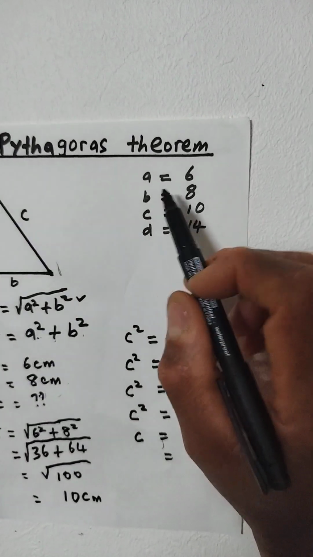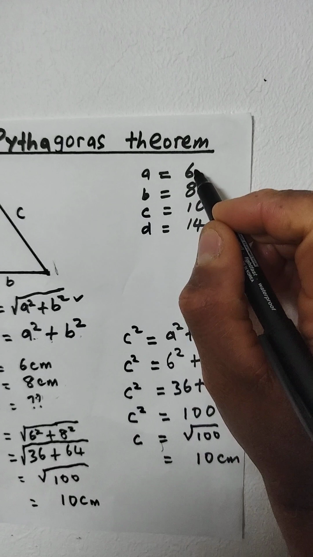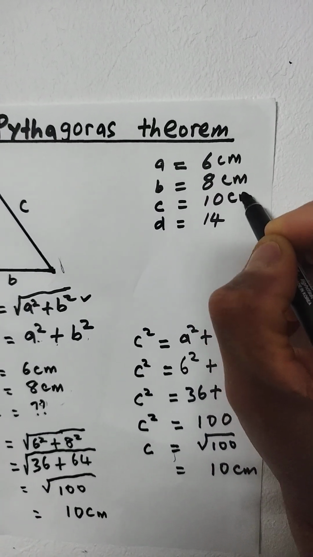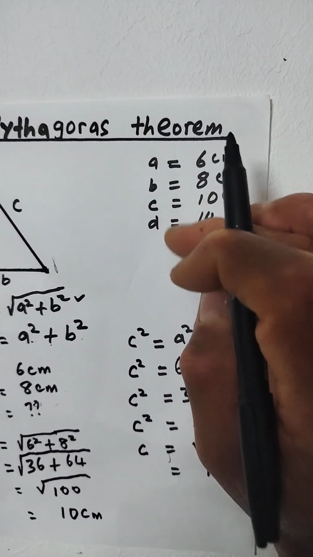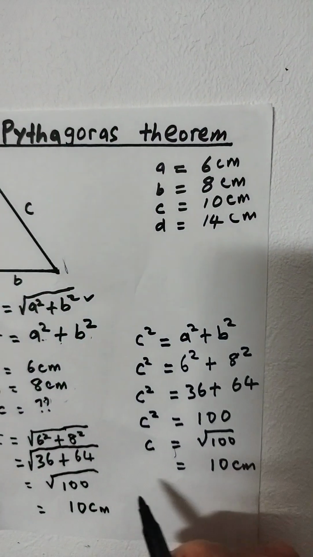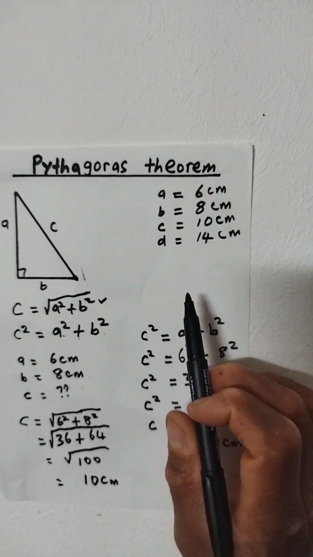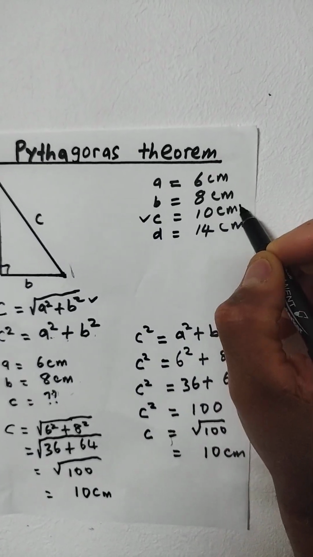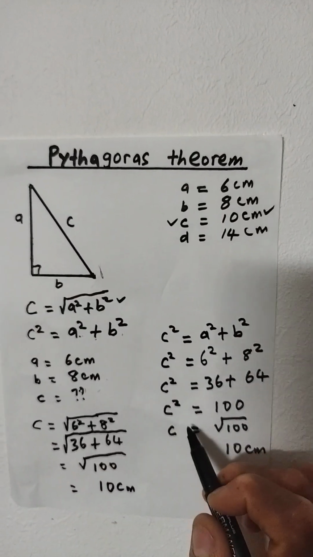So if you check the options here, A 6, B 8, okay, let me make it centimeters. If you check the options here, A, B, C, D, you will see that C is the answer because we have already used the Pythagoras theorem and we have gotten our answer there. So the answer is C, which is 10 centimeters. That is the answer. So this is how to solve the Pythagoras theorem.